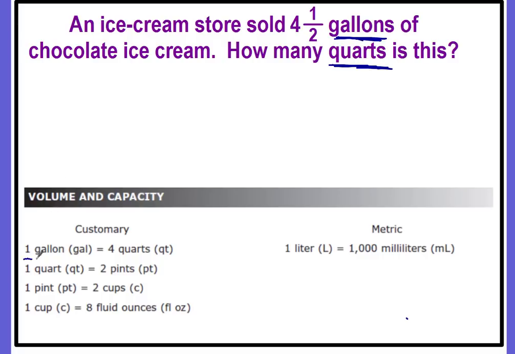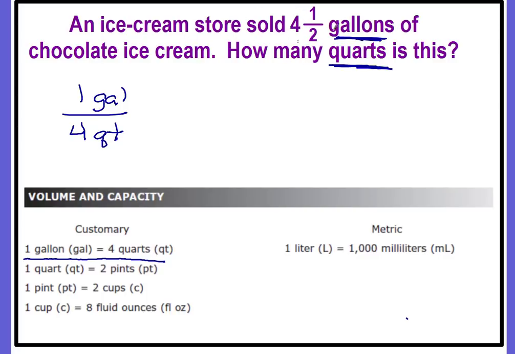We can see that 1 gallon is equal to 4 quarts. So this is going to be our starting ratio. 1 gallon is equivalent to 4 quarts. This is what we know. And what are we changing here? What are we trying to find?